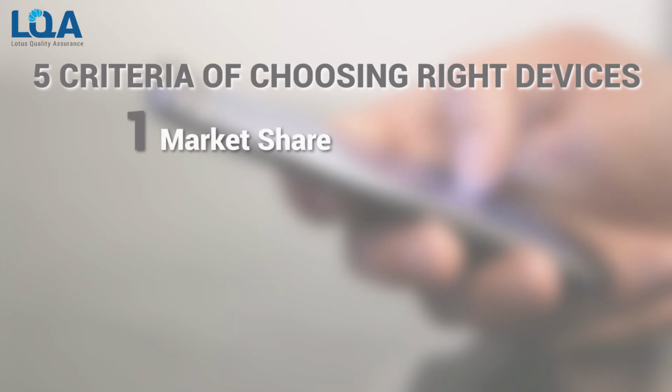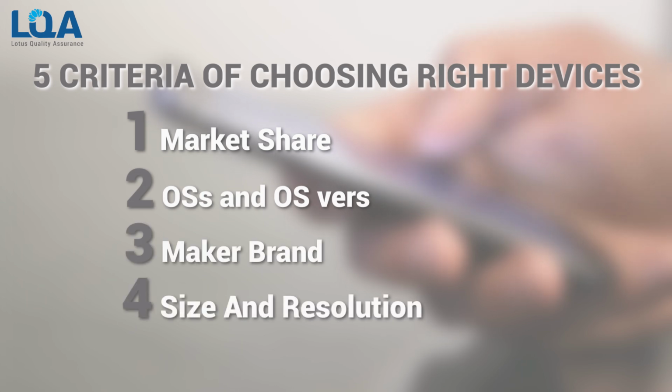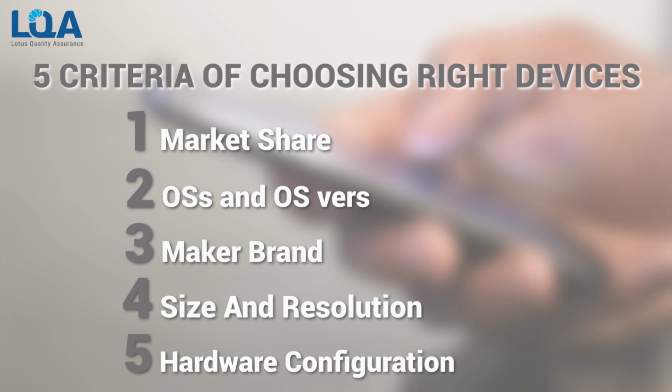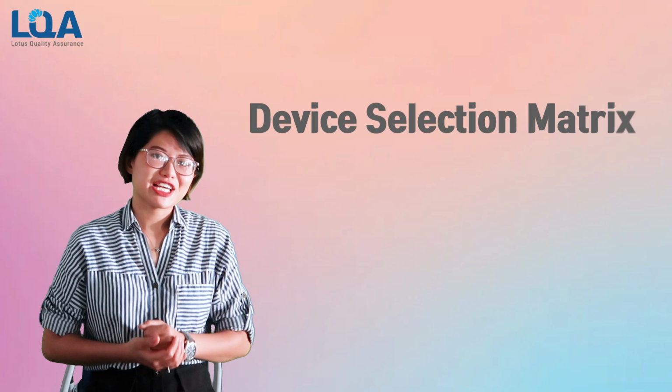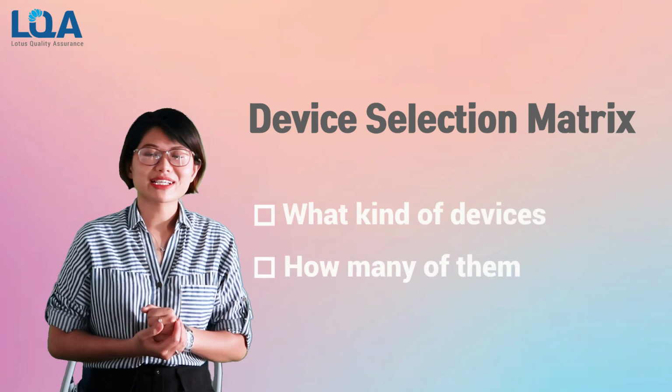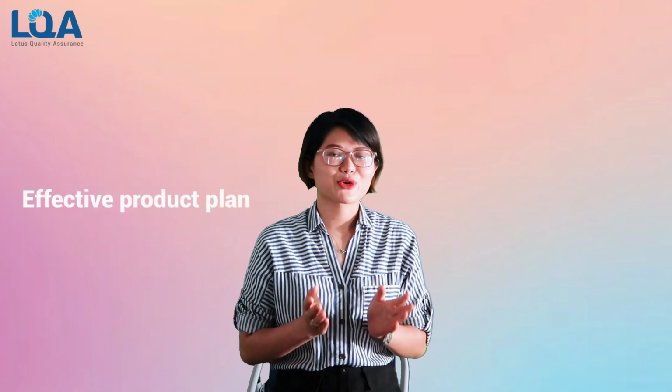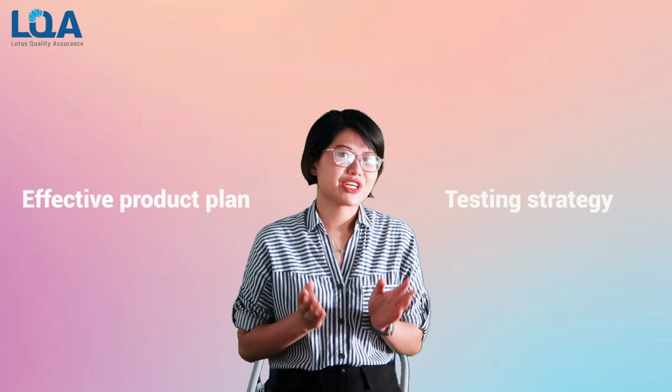So, these are 5 criteria to build up the device selection matrix. For each criteria, you can select some popular options. So, from the device matrix, you can see what kind of mobile devices and how many of them are needed. Based on that, you can prioritize them to create an effective product plan and testing strategy.